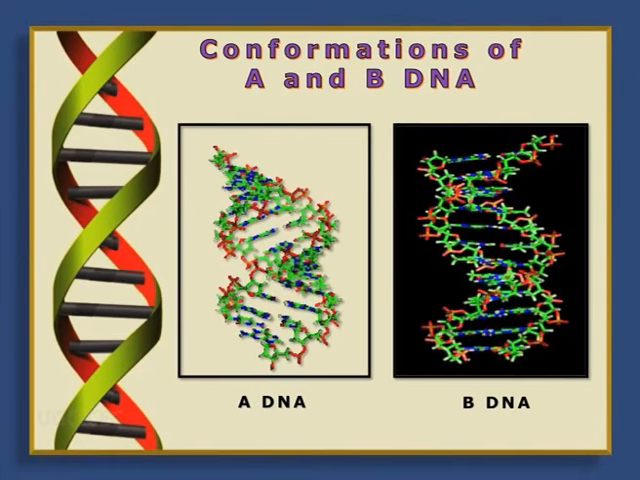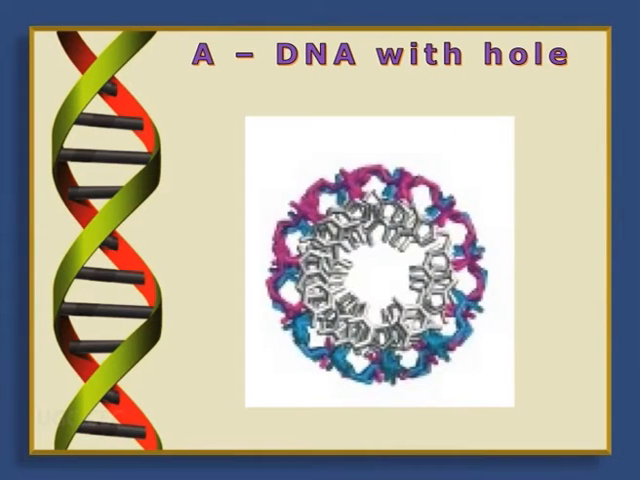One of the most striking features of this A DNA, as seen in this diagram, is that the plane of its bases is tilted 20 degrees with respect to the helix axis, and it contains a deeper major groove and a shallower minor groove, as well as a hole of 0.3 nanometer which runs through the center of the helix. Let's move to the next configuration, that is the Z DNA.